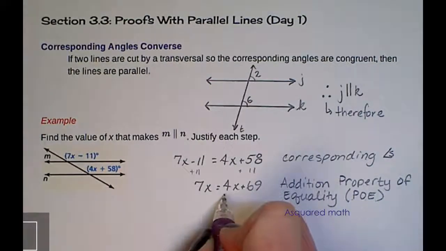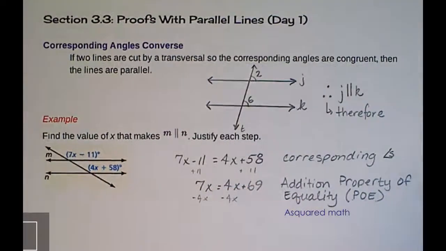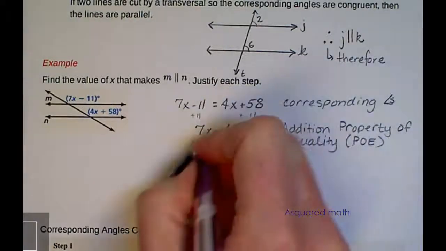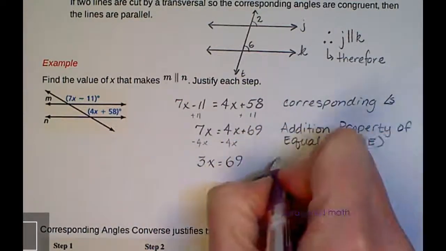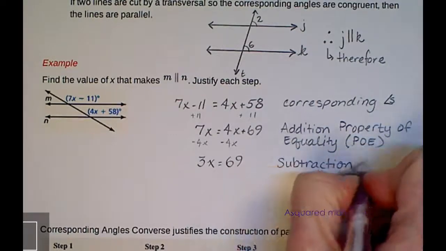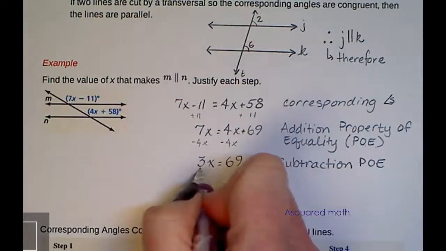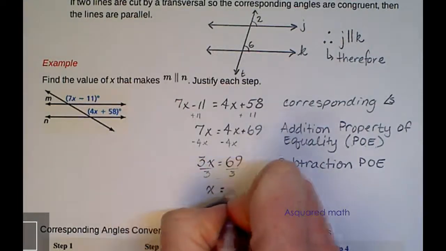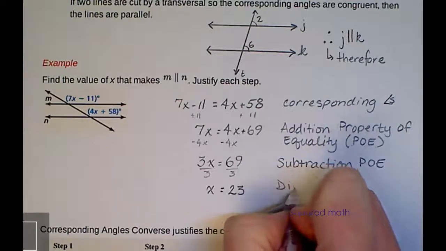From there, again, we have to get x by itself, so we're going to subtract 4x from both sides. And what allows us to do that subtraction to both sides is our subtraction property of equality, or subtraction PO. From there, still looking to get x by itself, so we have to divide both sides by 3, which means that x equals 23, and that is our division PO.